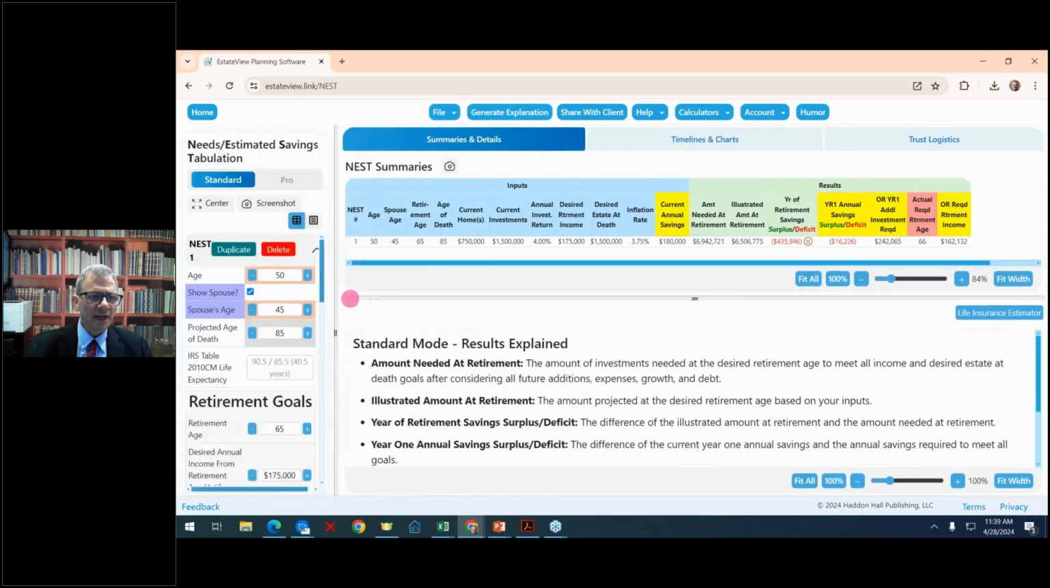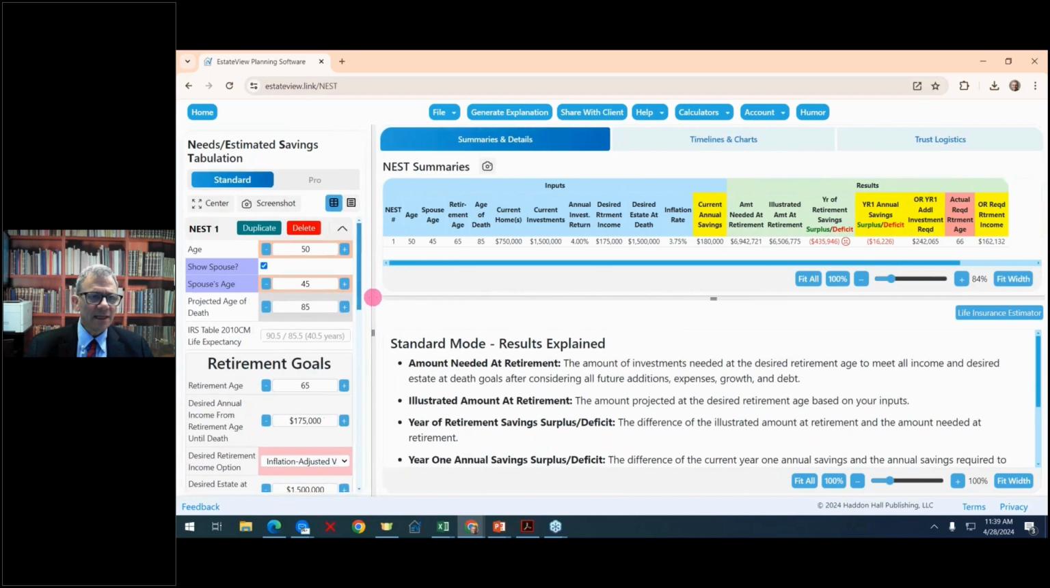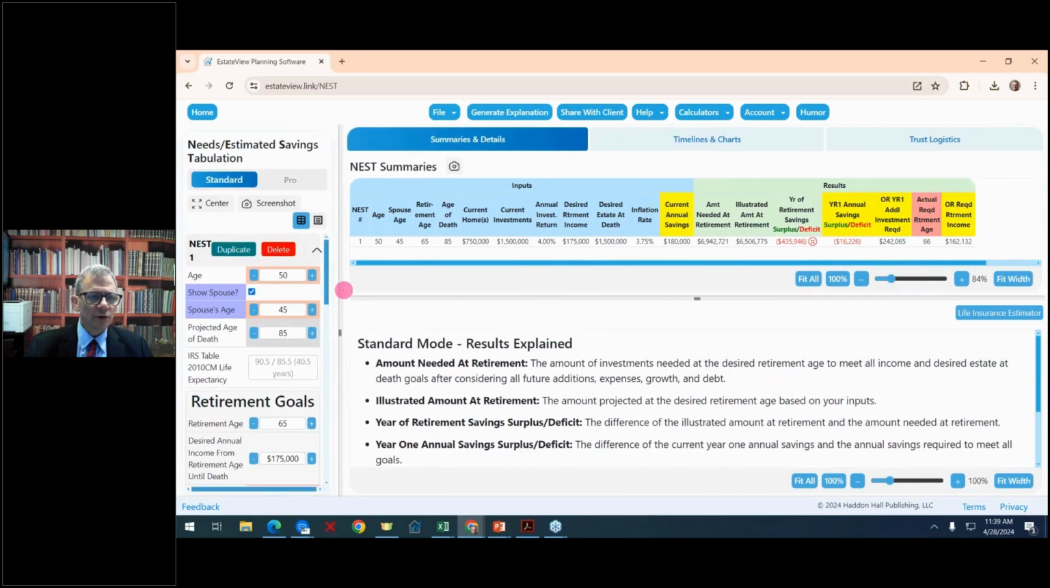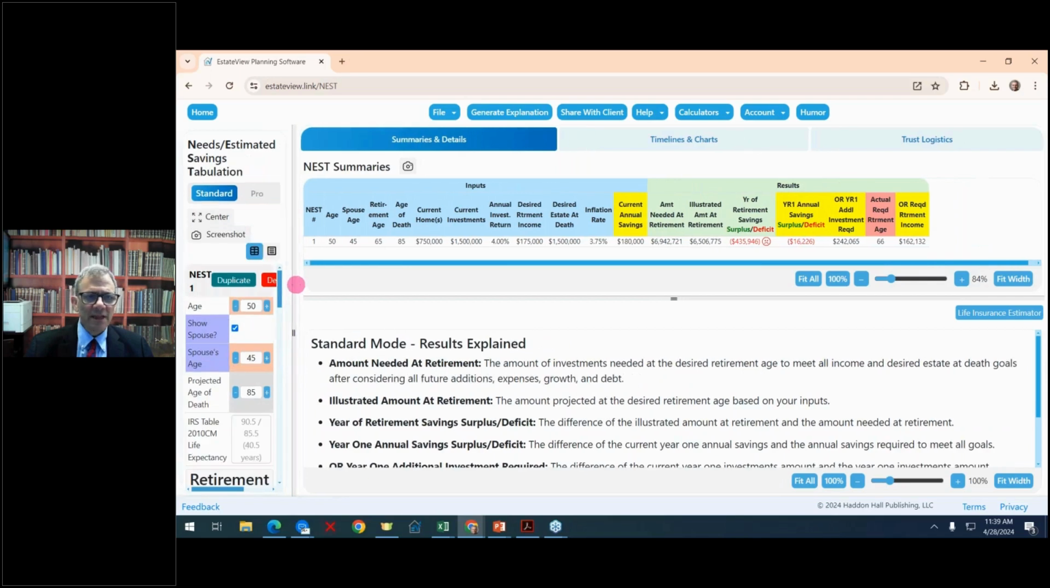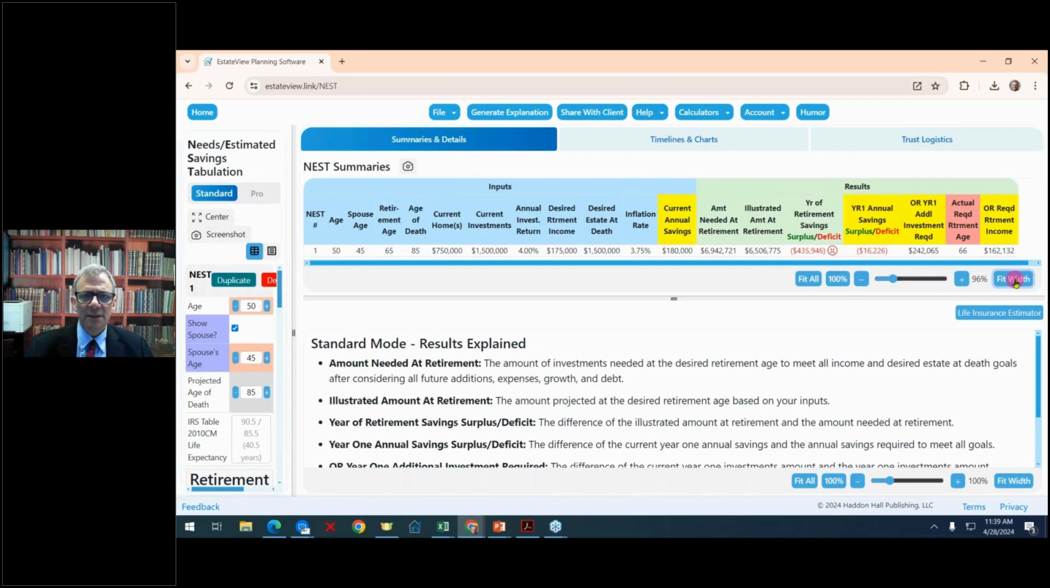So I click on click to see results, and across the top I can move the screen from left to right by clicking on the vertical line there. And then I can also click on fit width on the far right to show me these columns.